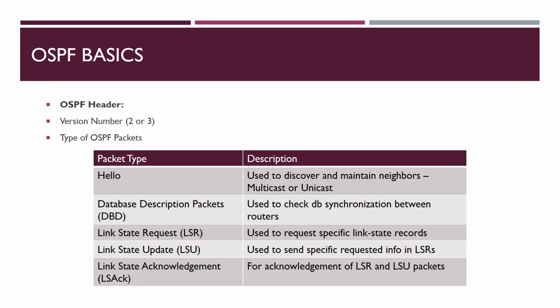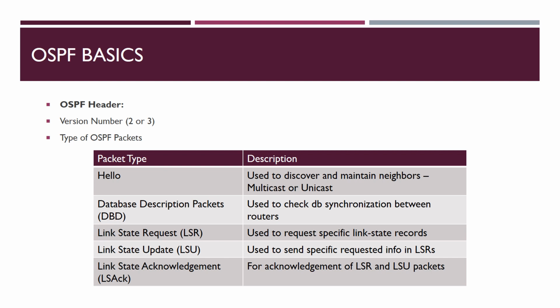The OSPF header contains information about the version number. It can be 2 or 3, that is the OSPF version as we discussed earlier. OSPF version 2 means IPv4 OSPF and version 3 means IPv6 OSPF. It contains the type of the OSPF packet.